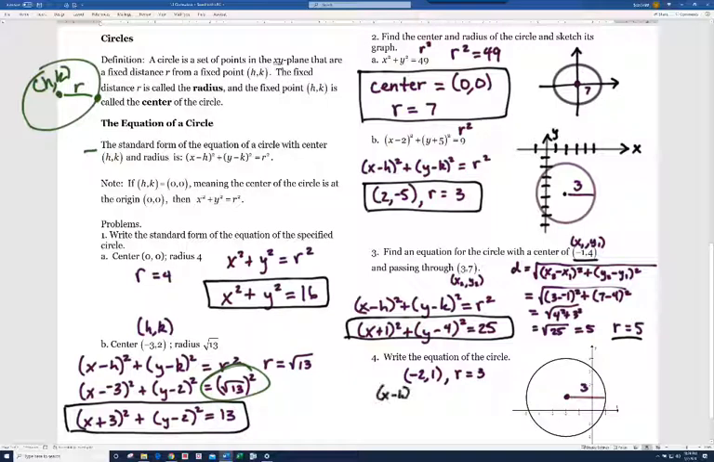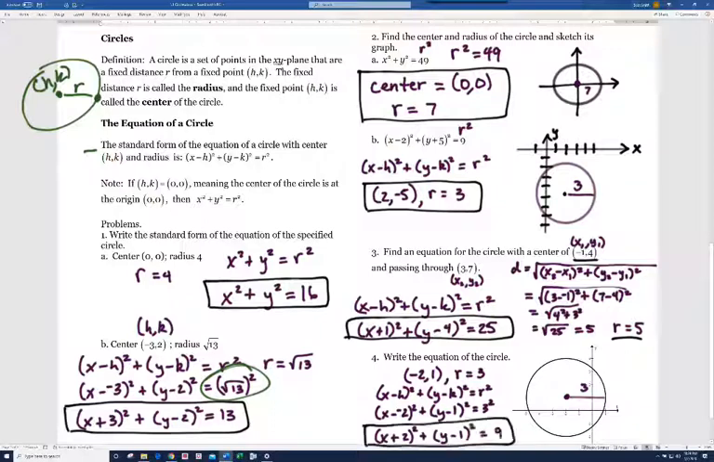So again, I'll write the standard form of an equation. I'll plug in the point negative 2, 1 as my center. That's my h and k. And we're going to square the r, or square 3 here. So we get x plus 2 quantity squared plus y minus 1 quantity squared equals 9. And that's the end of this video.